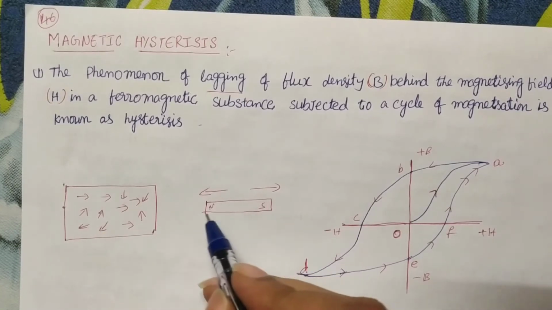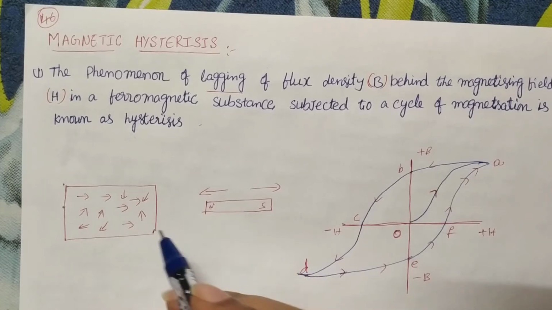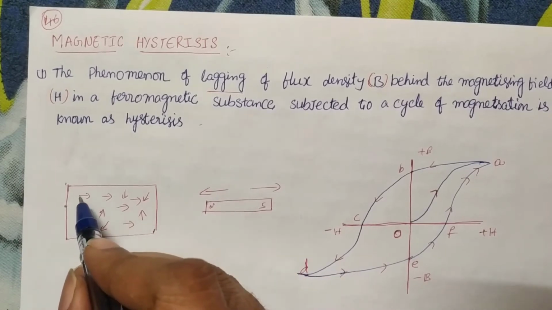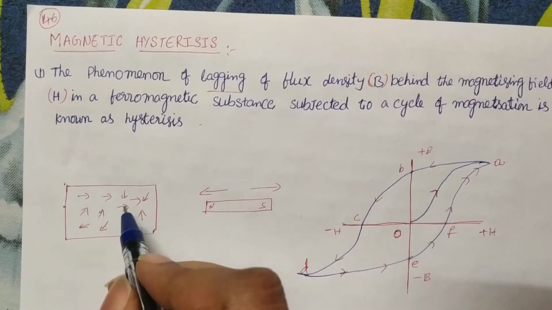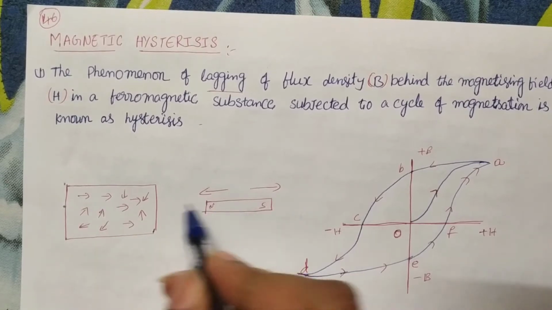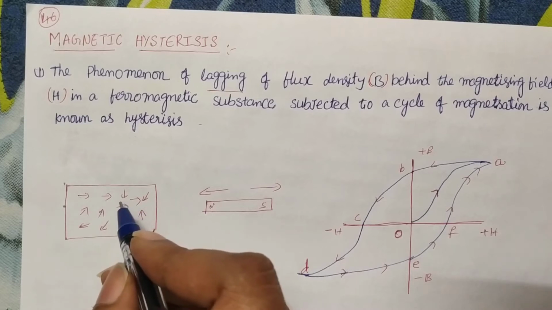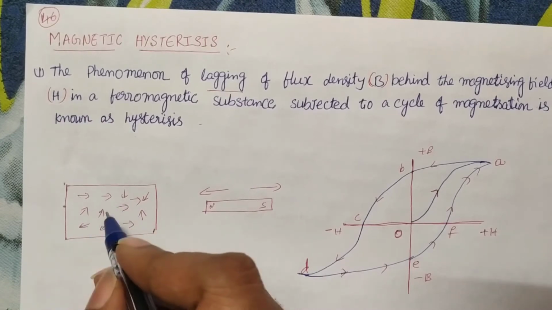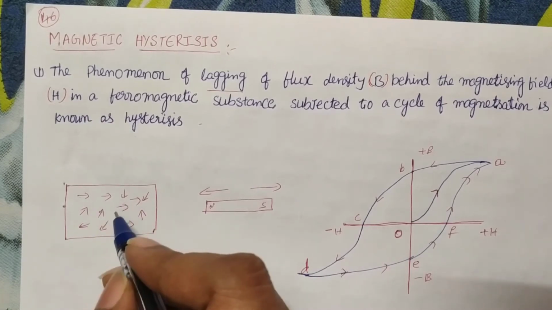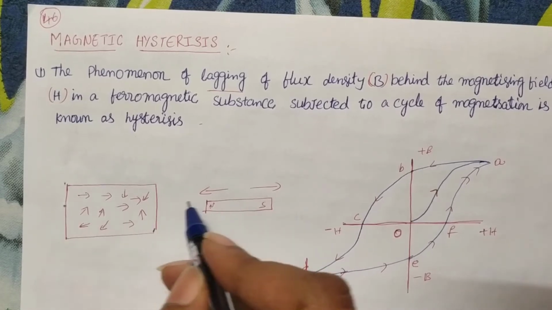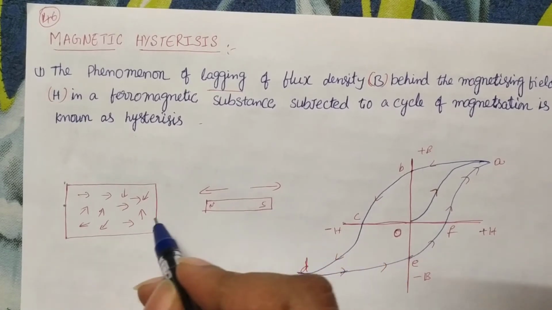Whenever you apply an external magnetic field by bringing a magnet towards it, what happens? The order increases. Suppose the field is like this, north, and these start aligning in this direction. So the number of magnetic poles, that is atomic magnets, aligned in the direction of the field starts increasing as you move towards it.